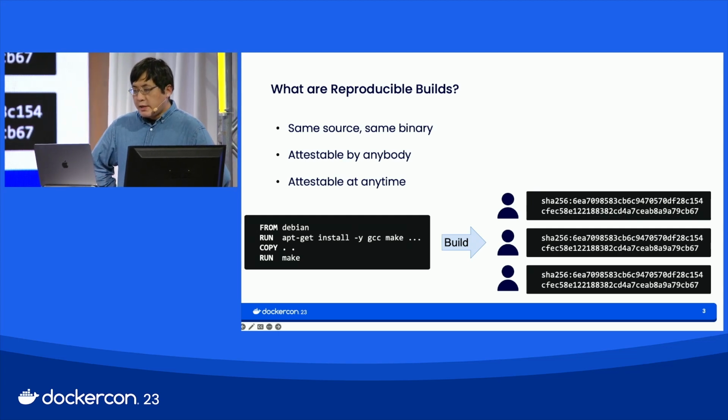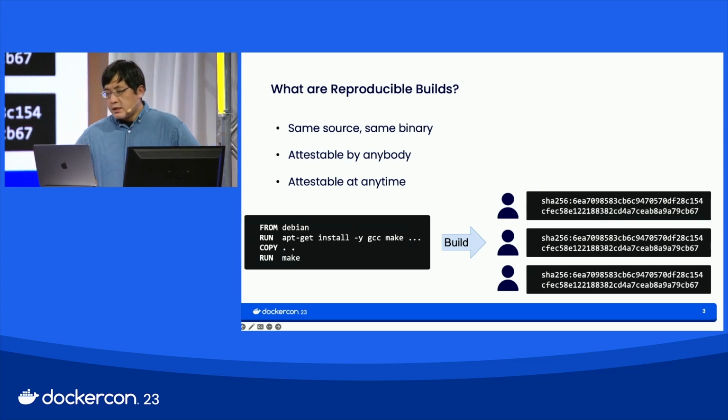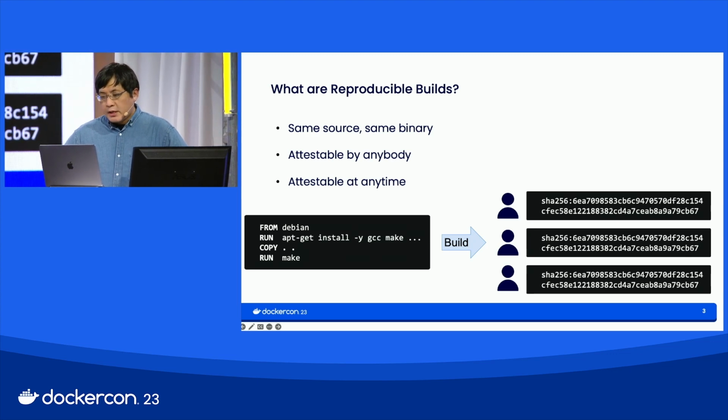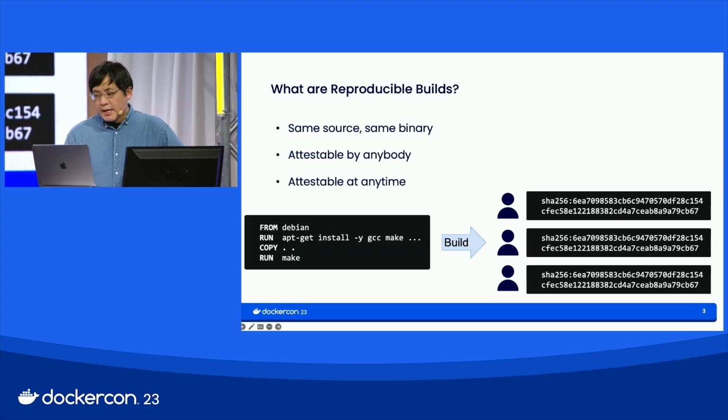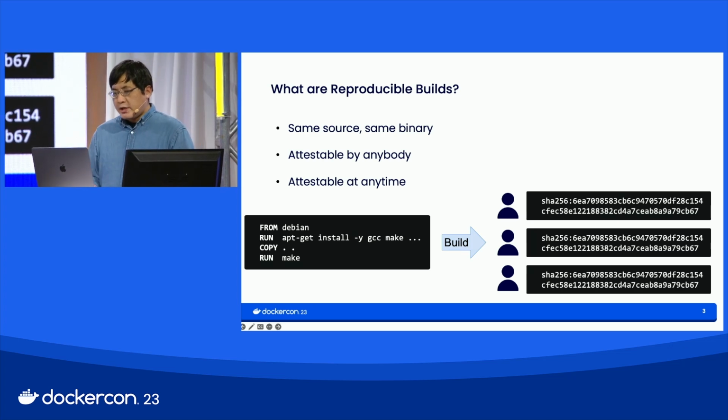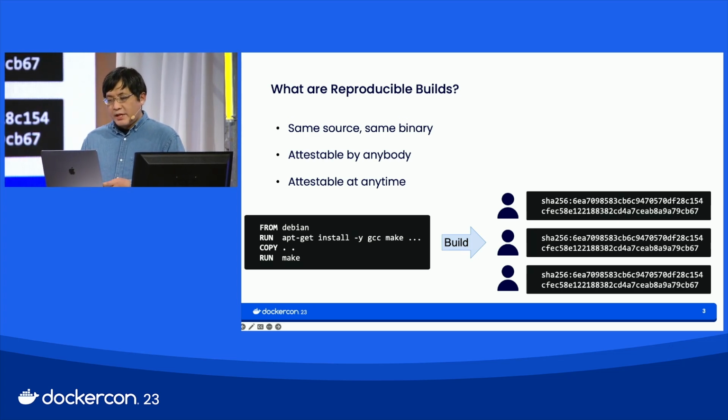So what actually are reproducible builds? It means that when you have the same source code, you can produce the same binary. This reproducibility has to be attestable by anybody who has access to the source code, and it has to be attestable at any time. So when you build an image today, the image must be identical next week, and next month, and next year.